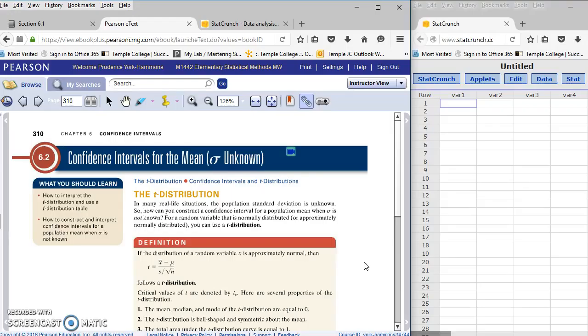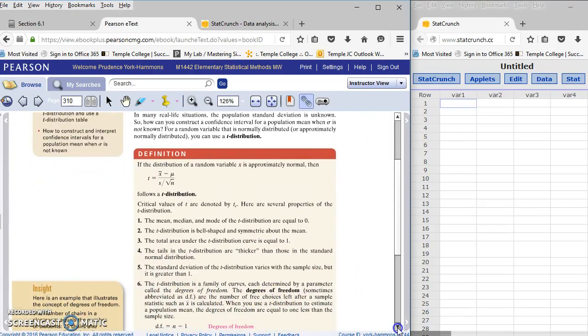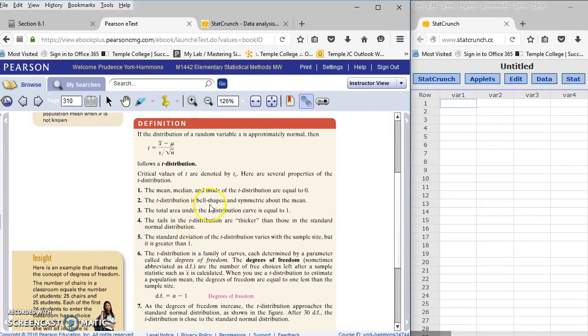And when that happens, we can't use a Z statistic or a Z distribution, the normal one. We have to use what's referred to as the T distribution. On page 310 of your text, it gives you the definition of a T distribution: the mean, median, and mode are equal to 0. It is bell-shaped and symmetric about the mean. Again, the area under the curve is equal to 1. However, the tails are thicker than those in the standard normal distribution.